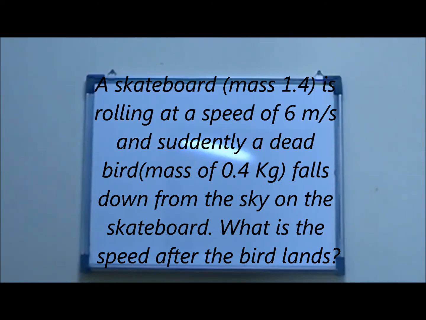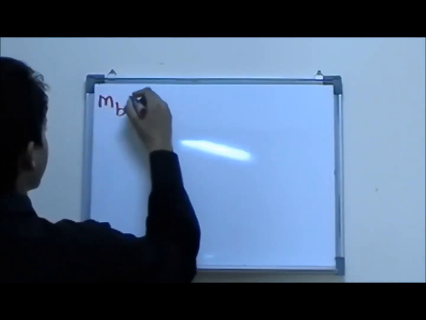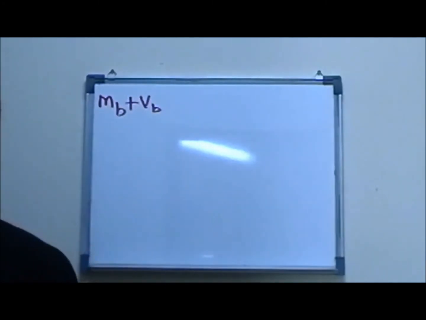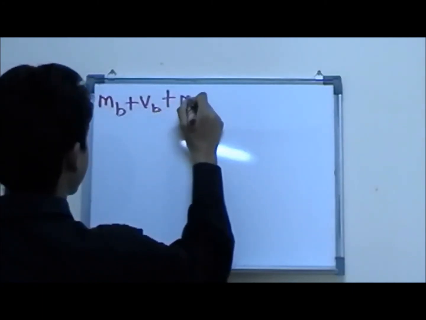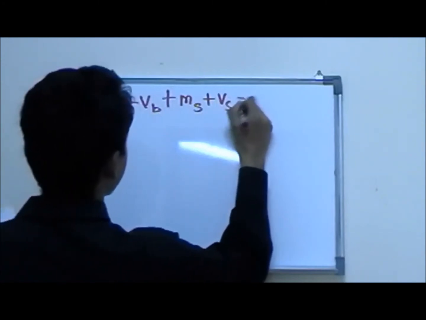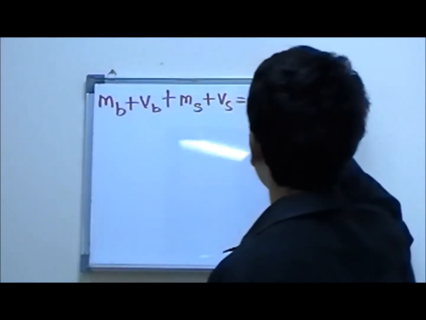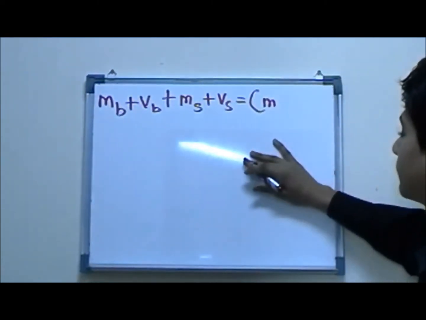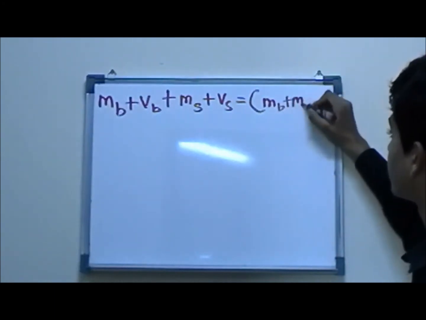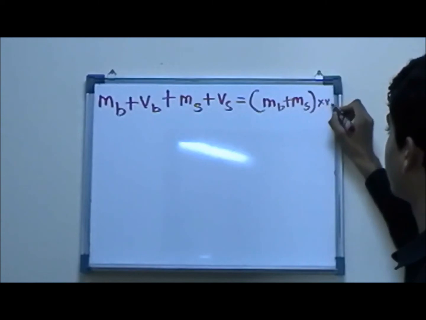Okay, so here we're going to consider a perfectly inelastic collision because the bird is getting stuck on the skateboard. We know that in a perfectly inelastic collision, momentum is being conserved. So we know that the momentum of the bird, mass times velocity of the bird, plus the momentum of the skateboard, mass times velocity of the skateboard, is equal to, we add these two masses together, the mass of the bird plus the mass of the skateboard times their final velocity.